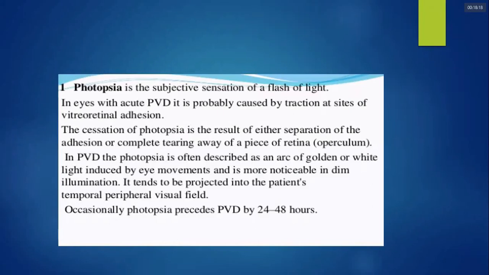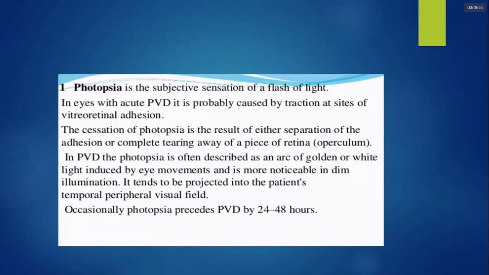Some patients who are very careful will complain of a diminution of vision, sudden loss of vision, but say that a few hours or a few days before, they had flashes of light in their eyes. Some may say only that there are flashes of light. The photopsia is a result of either separation of the adhesions or complete tearing away of a piece of the retina, that is the operculum. When it is completely torn, it looks like it is hanging over the surface.